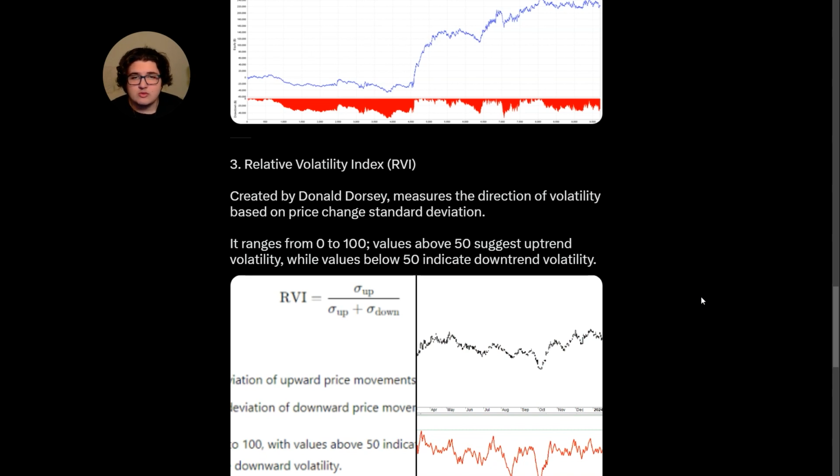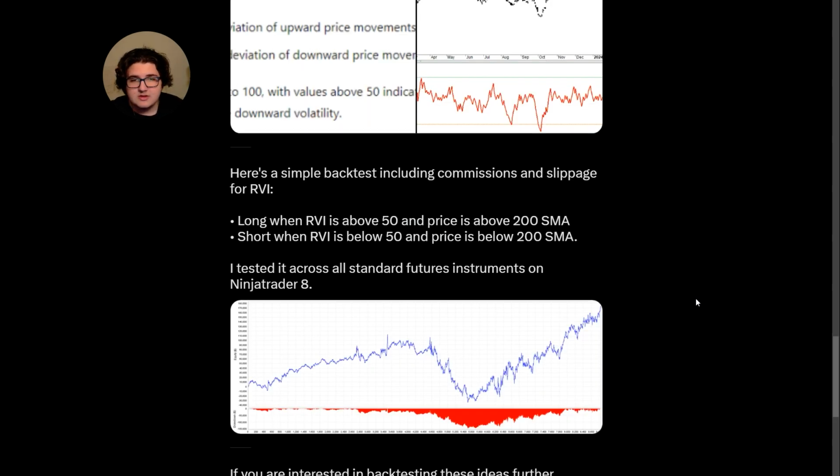This was created by Donald Dorsey, and it measures the direction of volatility based on price change standard deviation. It ranges from 0 to 100, and above 50 suggests an uptrend volatility, while below 50 indicates downtrend volatility. Now, just like before, here's a simple backtest, including commissions and slippage. We're going long when RVI is above 50 and the price is above a 200 SMA.